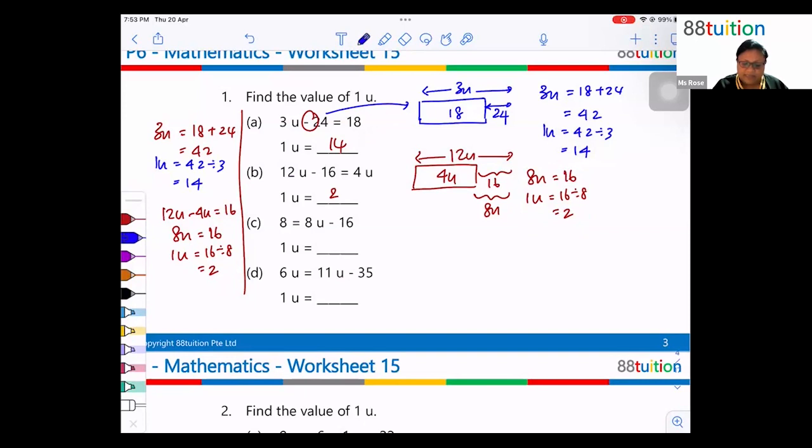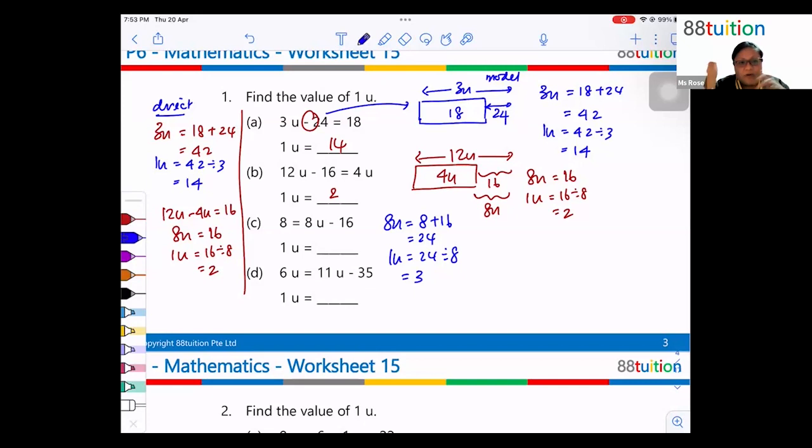Now, part C is the same. So you have 8 unit is equal to 8 plus 16. So 1 unit will be 24 divided by 8 to give me 3. You can use the model if you want to, or you can use the direct method. So either way, you will be able to get the answer.